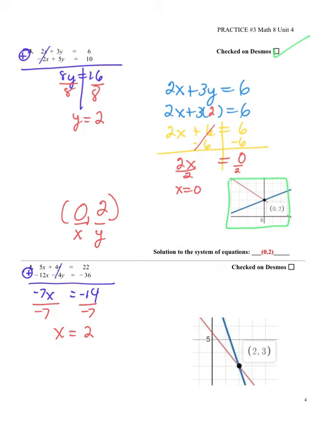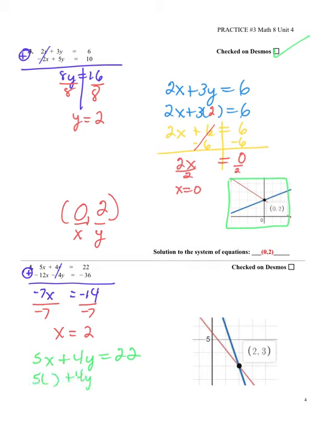So you eliminate by adding and wiping out one of the variables. Then you solve for that variable. Then you plug that variable back in to an original equation.